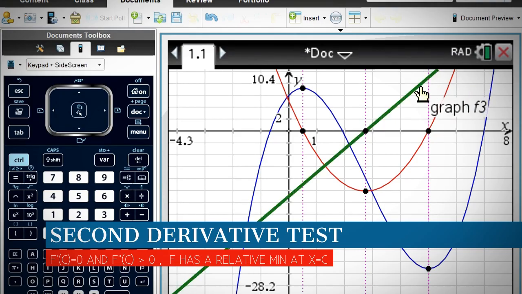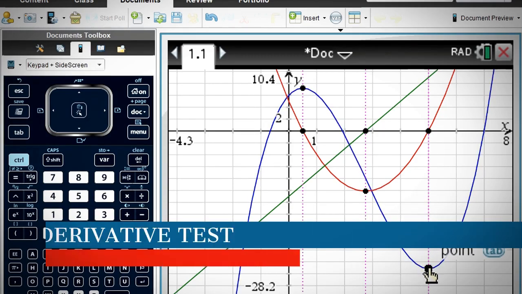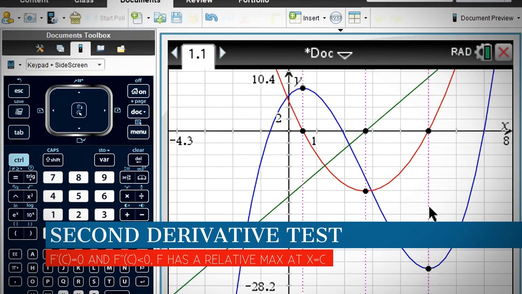If my second derivative is positive at that critical value, I know my graph must be concave up. If it's concave up, then that point must be a relative minimum.